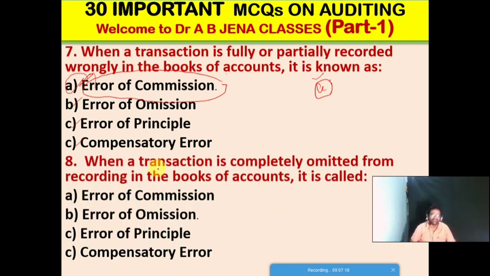So next one MCQ, when a transaction is completely omitted from the recording in the books of accounts, it is known as or called as what? A, it's error of commission. B, it's error of omission. C, it's error of principle. D, it's compensatory error. Friends, so B is the right option for this MCQ. When a transaction is completely omitted from recording in the books of accounts, it is called the error of omission. So B is the right option for this MCQ.